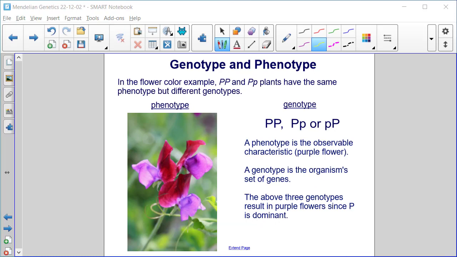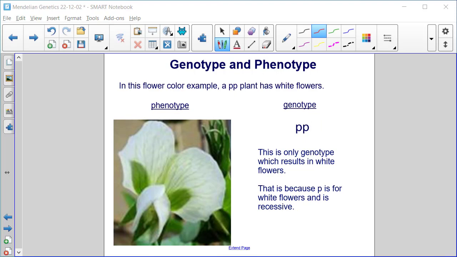In the flower color example, the homozygous dominant and heterozygous dominant genotype plants have the same phenotype, purple flowers, but different genotypes. So we get purple flowers, whether it's homozygous dominant or heterozygous dominant. A phenotype is the observable characteristic, the purple flower. The genotype is the organism's set of genes. The above 3 genotypes result in purple flowers since the purple flower allele, which we've labeled capital P, is dominant.